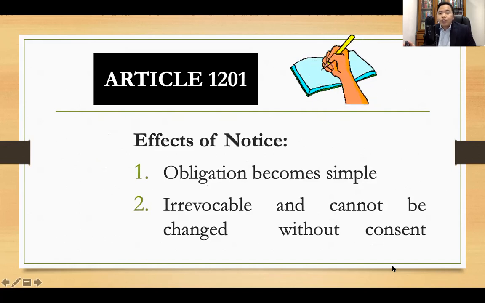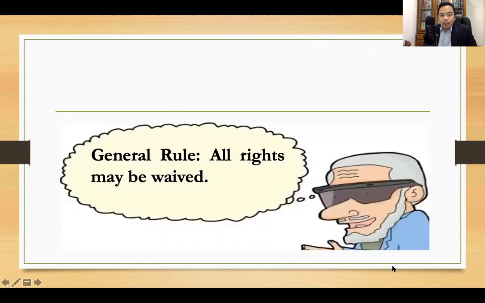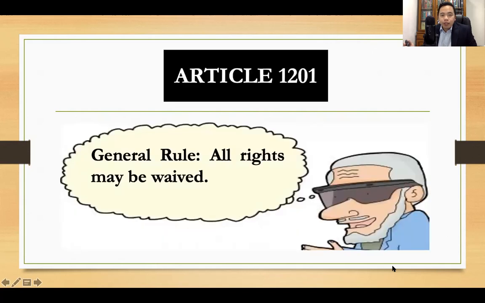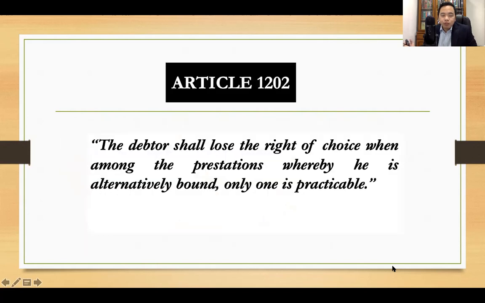What is the effect of notice? Once the choice is communicated, the obligation becomes simple. It ceases to be alternative. Now, the choice is irrevocable and cannot be changed without the consent of the other party. Okay. General rule, all rights may be waived.